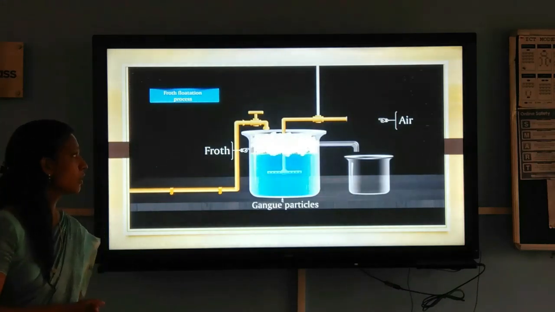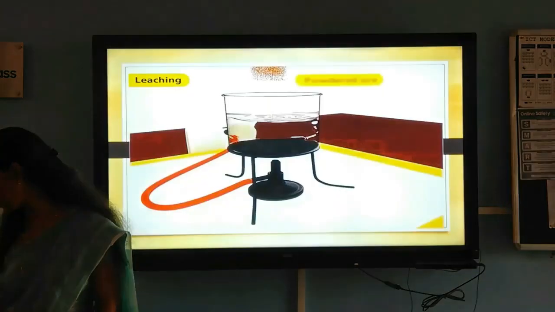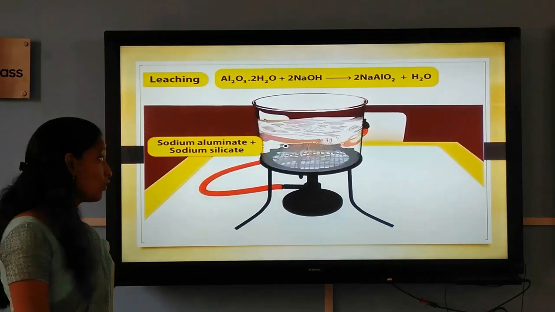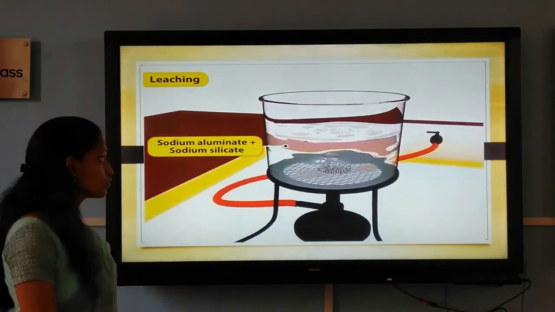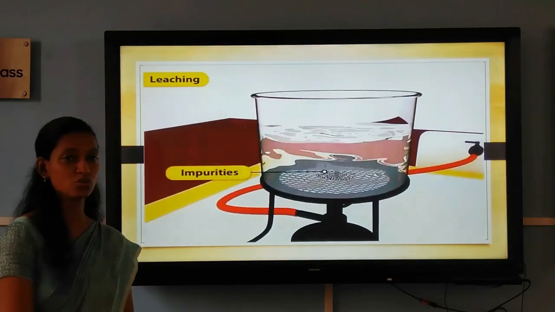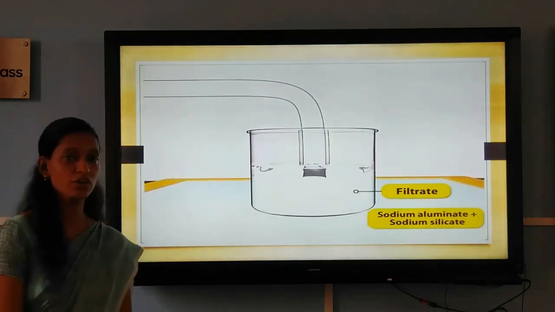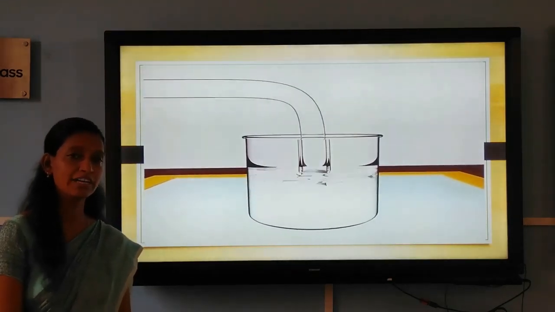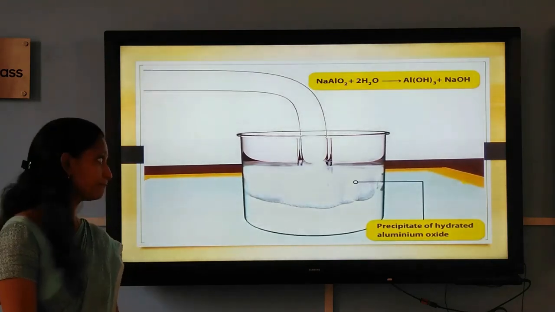The next method of concentration is what we call leaching. Leaching is usually applied when an ore is soluble in some particular solvent. For example, for the bauxite ore, you treat it with sodium hydroxide so that the Al2O3 is leached out as aluminate. Later on, this aluminate solution is treated with carbon dioxide so that hydrated Al2O3 is obtained. This is later taken out and dried.